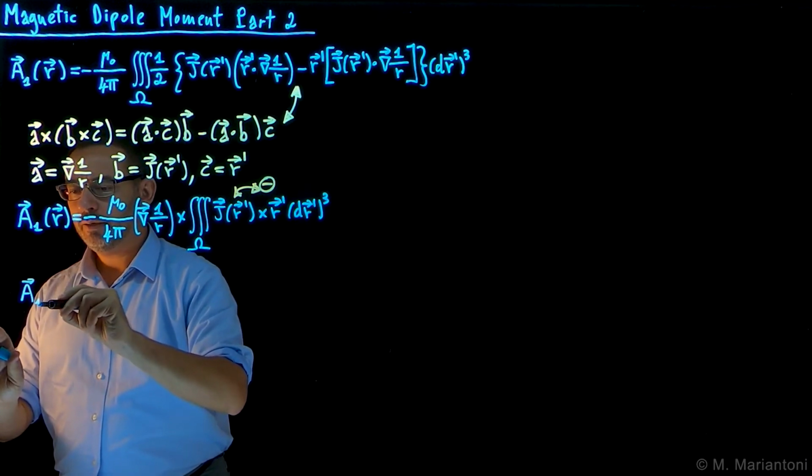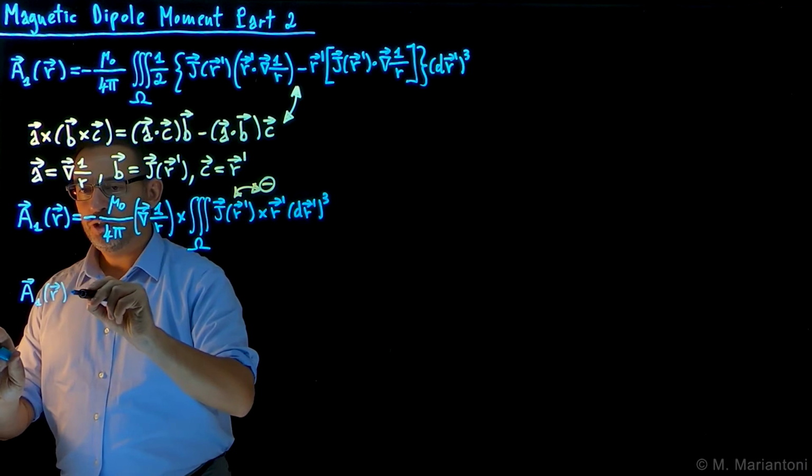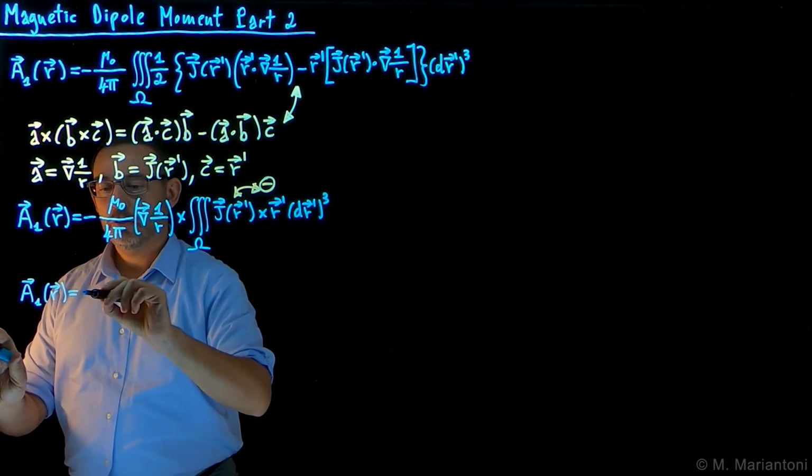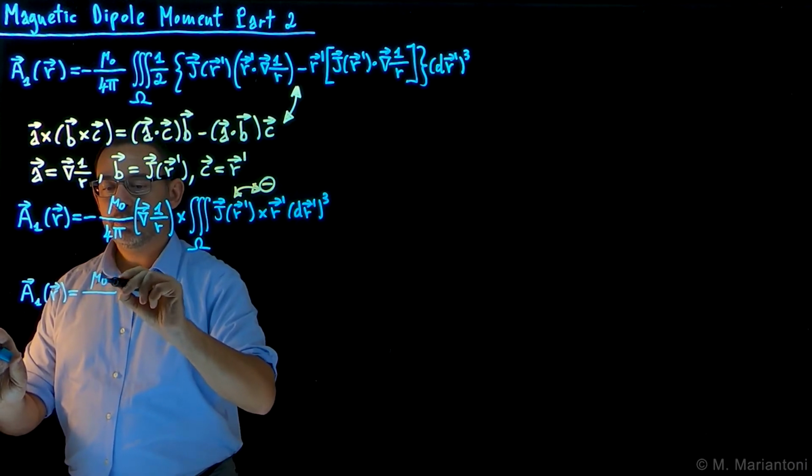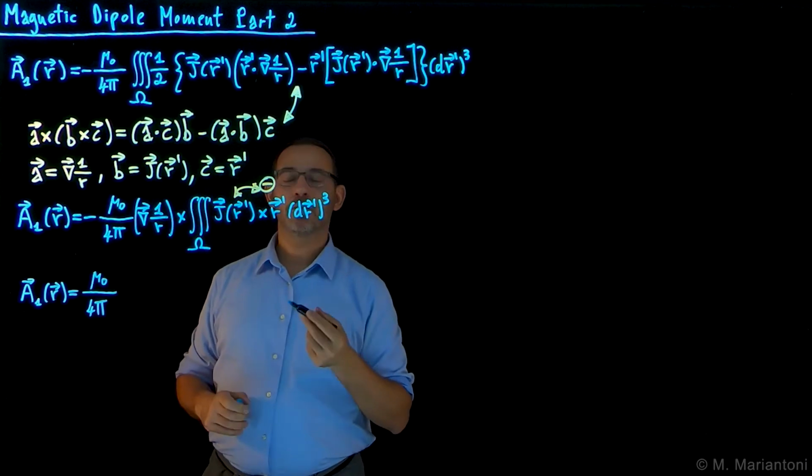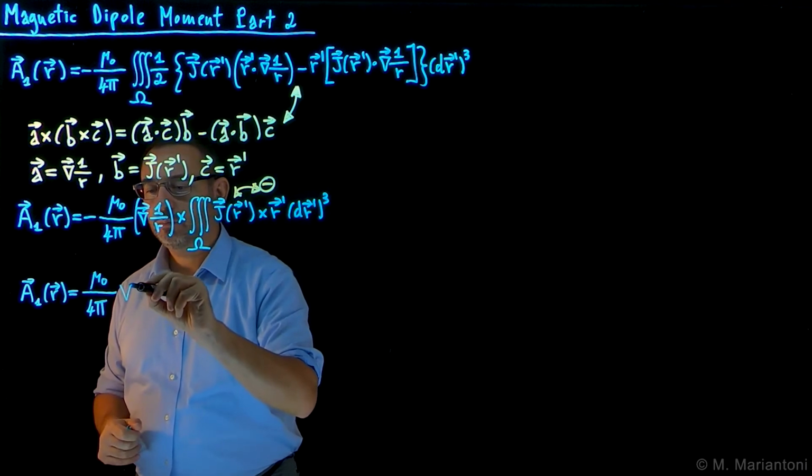A1 at R, which is going to be plus mu naught divided by 4 pi. Now we have the gradient of 1 over R. We keep it right there.